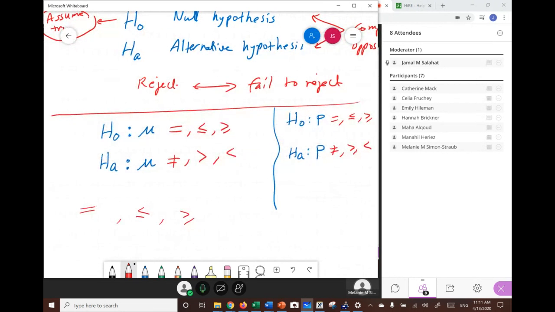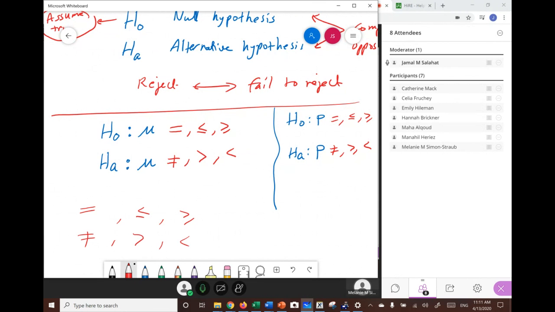Now, for the other ones, for not equal, sometimes we say just not equal, or sometimes we say different than, or not the same as. It is not equal. For greater than, sometimes we say greater than, sometimes we say more than, sometimes we say higher than. The same thing with less than: sometimes we say less, sometimes we say below, sometimes we say under. So more terms can be used to describe those things. You have to be very careful.